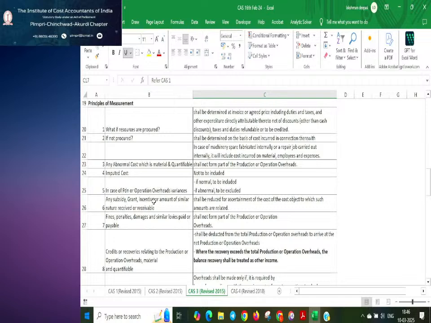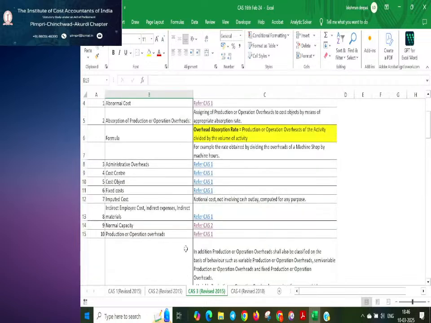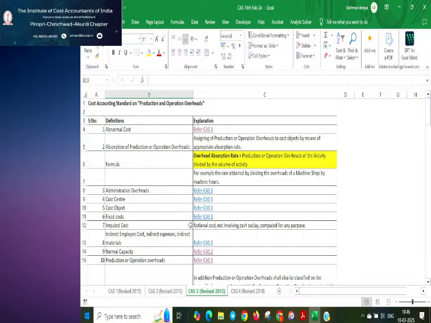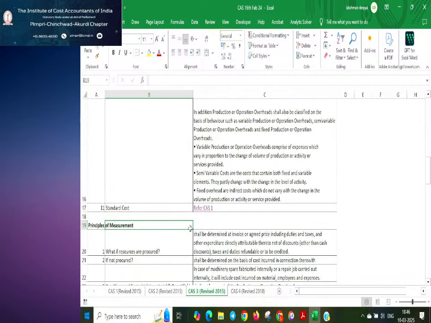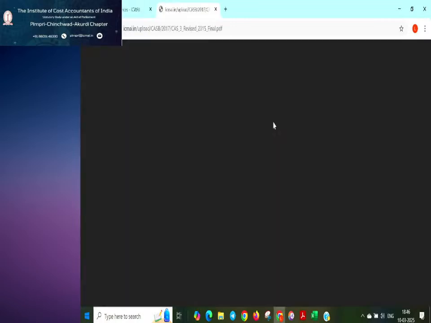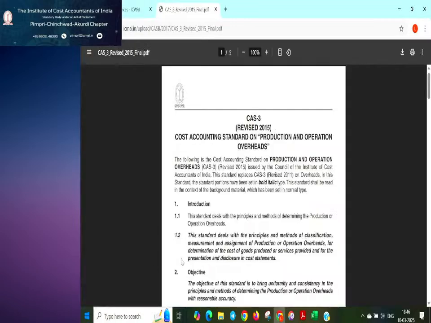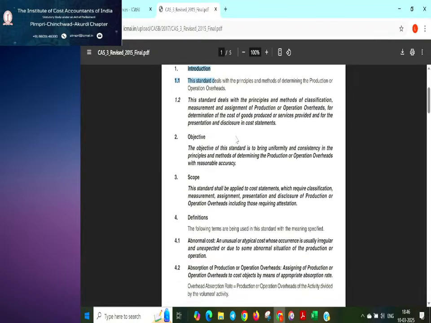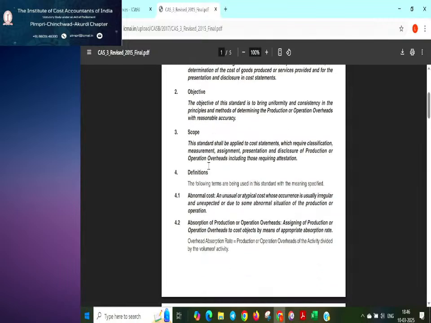Then principles of measurement. So how are we going to measure these production and operation overheads? Every standard will have a format. What is the format of a cost accounting standard? If I get into this particular standard, see how it is jotted down. First, the introduction: what does the standard deal with? Then they talk about the objective: what is the main objective behind this cost accounting standard? What is the scope for it?